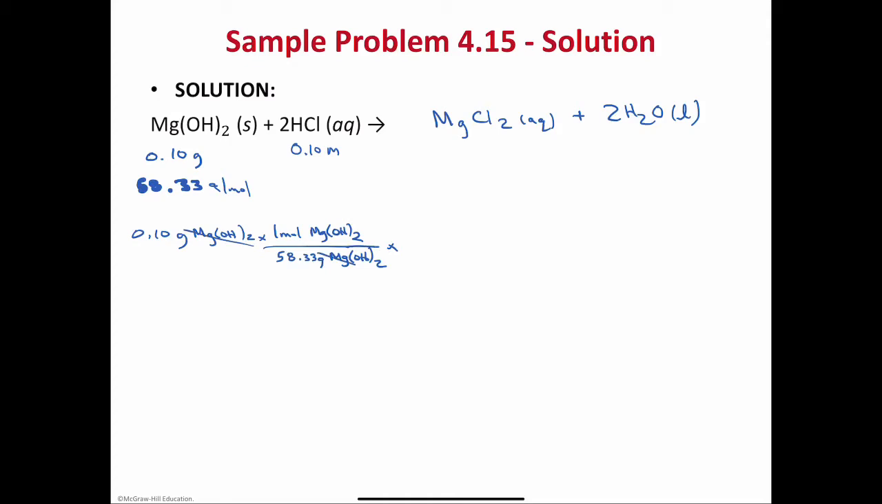And I know from my balanced equation that for every 1 mole of magnesium hydroxide, I consume 2 moles of hydrochloric acid. So I'm going to plug that conversion factor into my dimensional analysis. So 1 mole of magnesium hydroxide consumes 2 moles of hydrochloric acid. The units for moles of magnesium hydroxide cancel out, and I end up with the number of moles of HCl, which is 0.0034 moles of HCl, but it asked me for the volume of HCl.